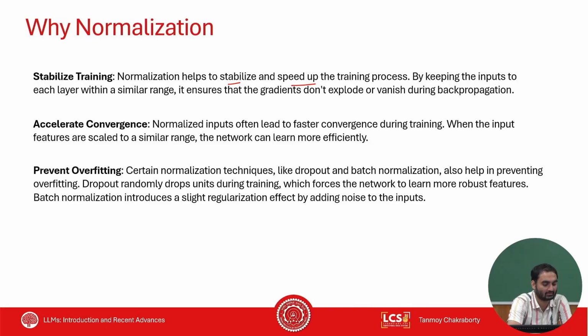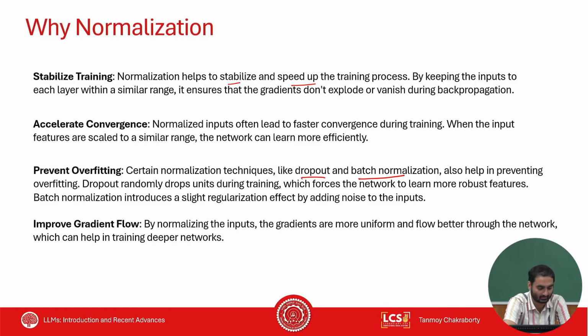The third advantage is preventing overfitting. There are methods like dropout, which some of you know from deep learning, where we essentially freeze some of the weights, and along with dropout, normalization also helps address the overfitting problem empirically. And essentially, if you think of all these three points together, it improves the gradient flow across the layers.